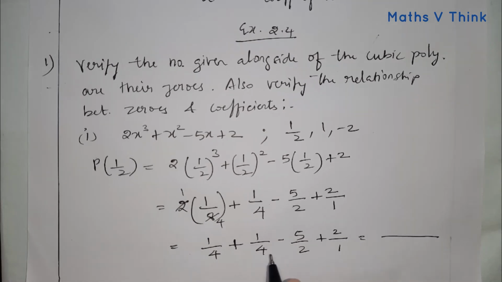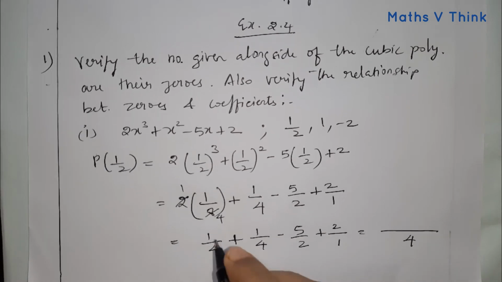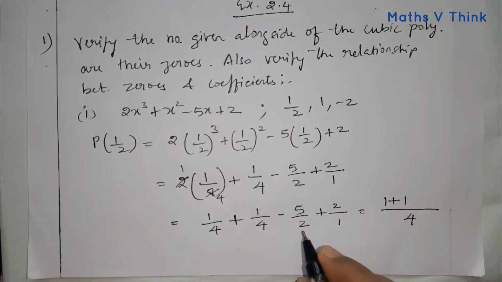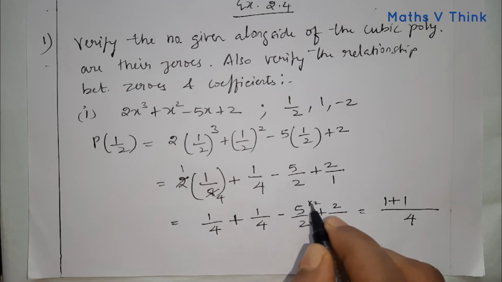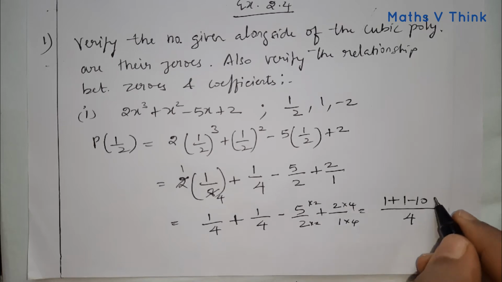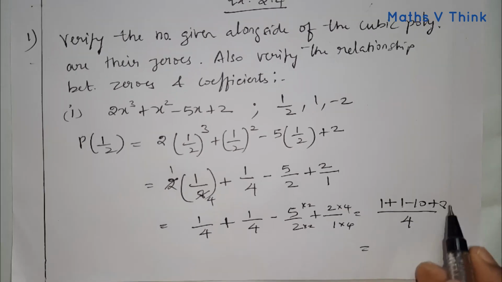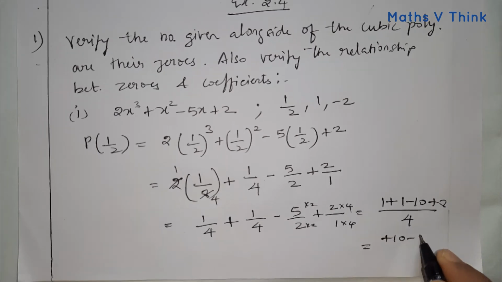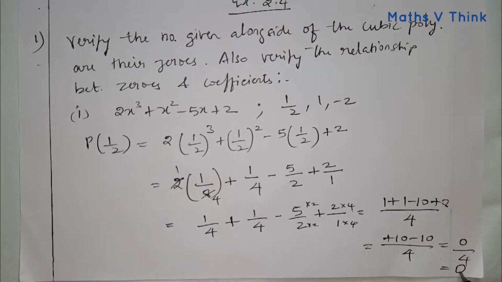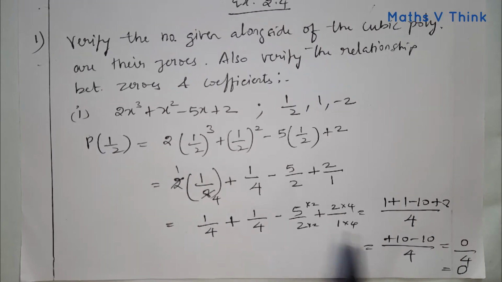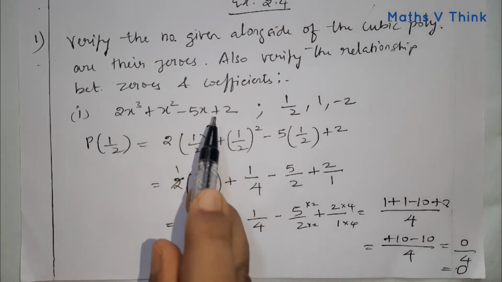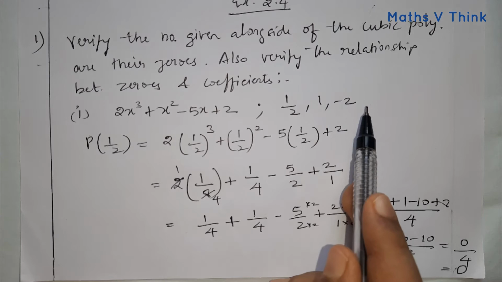Now take LCM. LCM is what? 4. So into 1 you get plus 1. Here also into 1 plus 1. Here into 2. So minus 5 into 2 is minus 10. Here into 4. So 2 fours are 8, plus 8. So by simplifying this, you get plus 10 minus 10 by 4, which is nothing but 0 by 4, which is equal to 0. So by substituting 1 by 2, we got 0, which means 1 by 2 is the zero of this polynomial. Same way we need to check for 1 and minus 2 also.